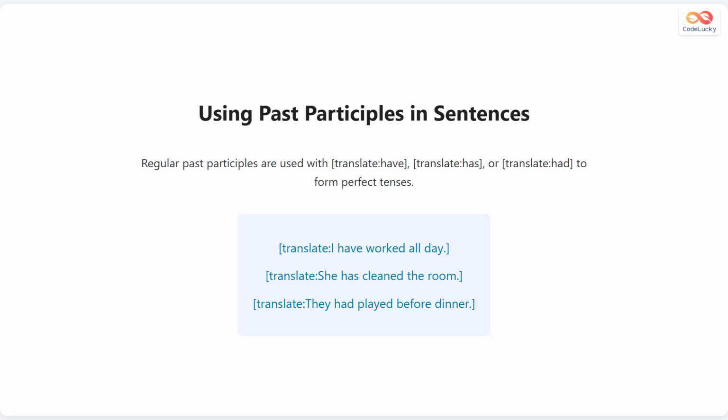Past participles often appear in perfect tense sentences with helping verbs such as have, has, or had. For example, I have worked all day means the action started earlier and still matters now. She has cleaned the room shows a completed action in the present. They had played before dinner tells us a past action that happened before another event. These examples show how the participle connects actions in time.